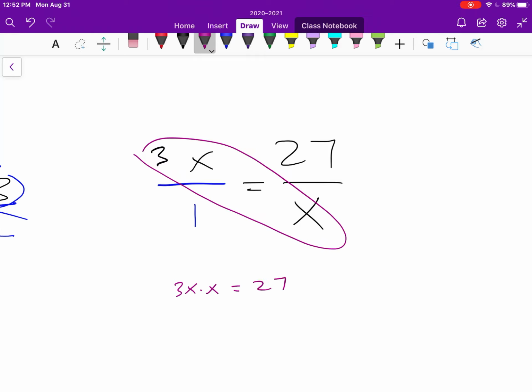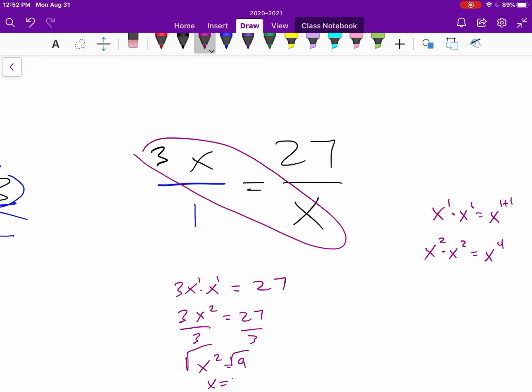So what we're going to do, x times x becomes x squared. So x times x equals x to the 1 plus 1. So I'm just throwing this out here just so you don't get confused. X to the 2. Okay? All we're doing is just adding the exponents together. From here, you can go ahead and notice that this is going to be 3x squared is equal to 27. Divide by 3 on both sides. X squared is equal to 9. Square root it, and then x equals 3.